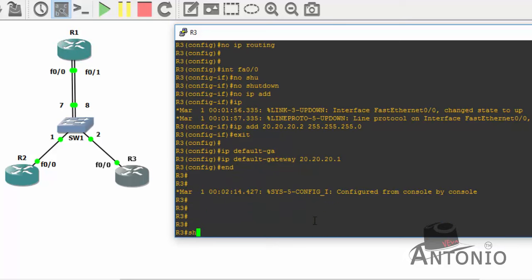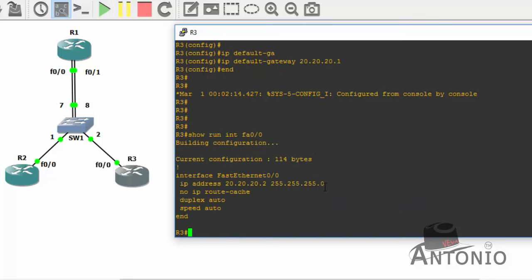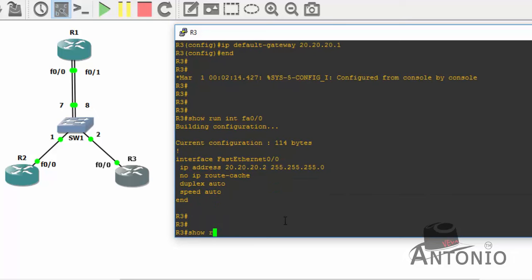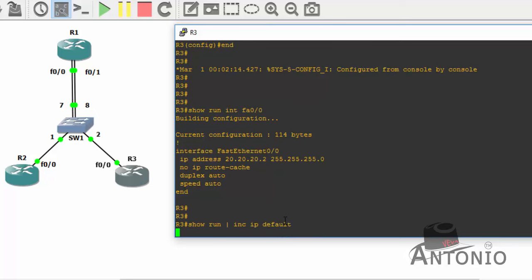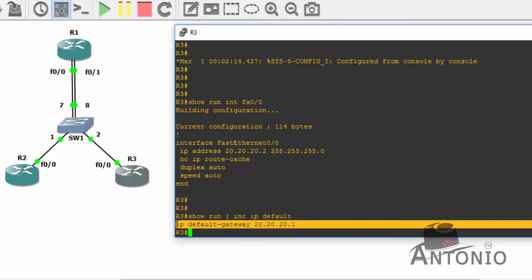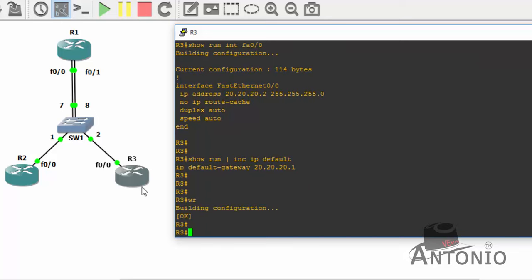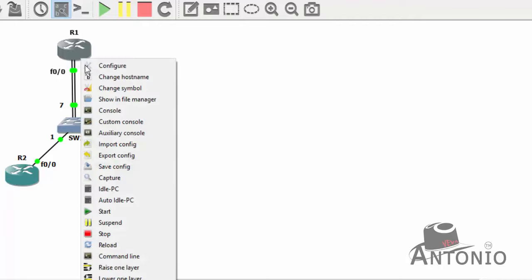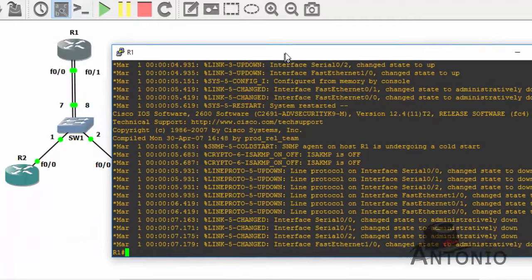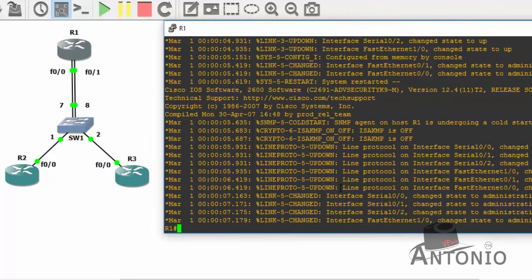Alright, let's show and verify the interface FA0/0. Perfect. And show run. Alright, let's include the IP default gateway. We have that. Save the configuration. Almost done. Let's go ahead to our console of R1 and configure that particular router.